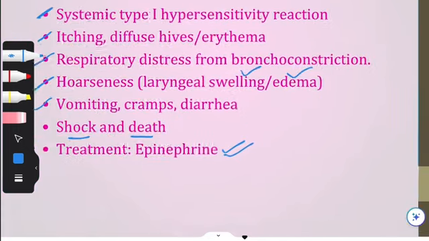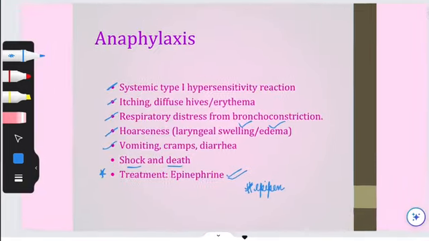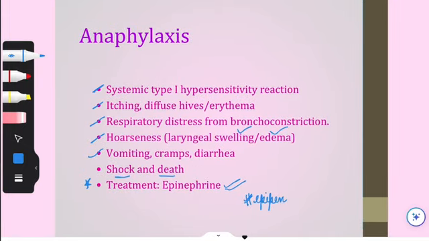The treatment of choice for anaphylaxis is epinephrine. It will vasoconstrict to raise the blood pressure, it will dilate the bronchioles, and it will help relieve many symptoms. Patients who have a history of anaphylaxis often carry what's called an EpiPen around with them so that they can administer epinephrine to themselves if they develop one of these reactions.